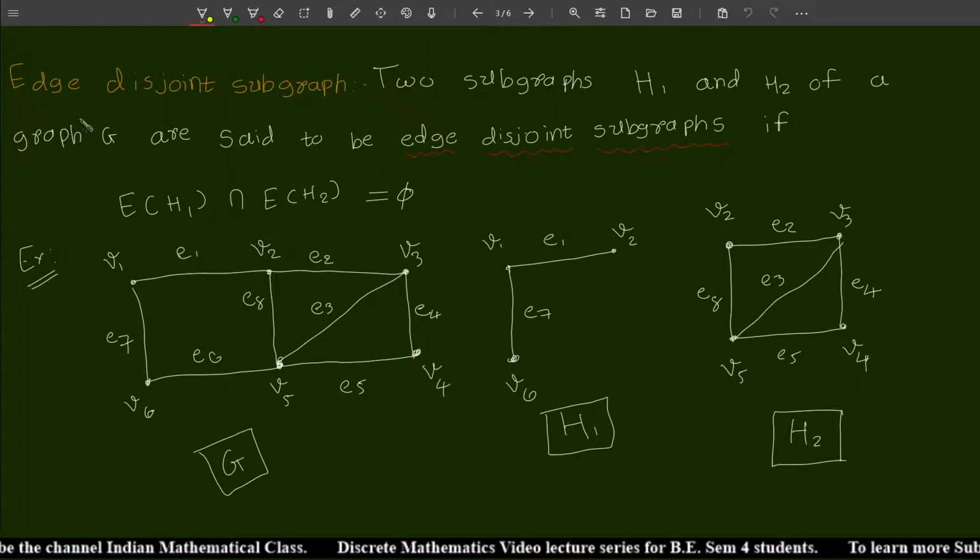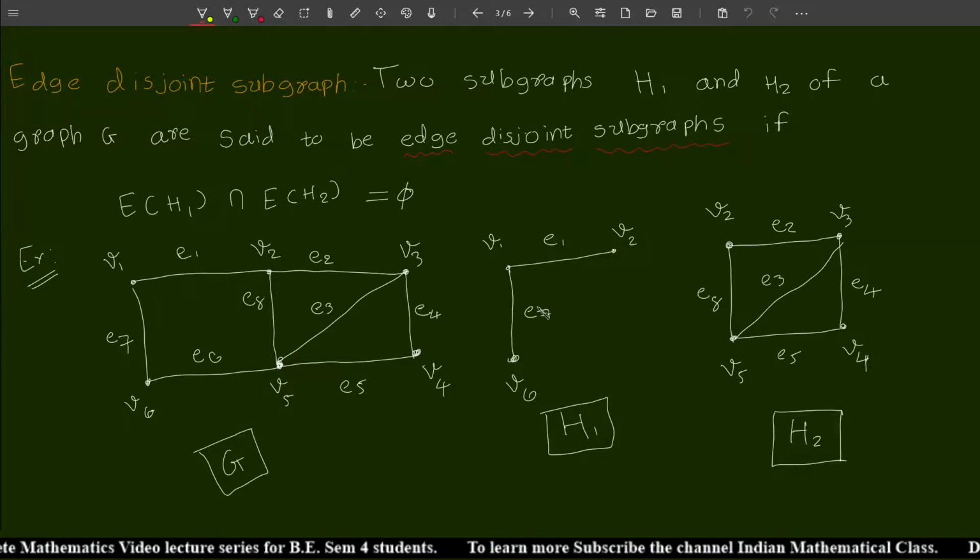Now, edge disjoint subgraphs. Two subgraphs H1 and H2 of a graph G are said to be edge disjoint subgraphs if the edge set of H1 and the edge set of H2 are disjoint, meaning if I take the intersection of both the sets, I will get an empty set. Now let us understand this with the help of an example. I have considered the graph G and two subgraphs of G, H1 and H2.